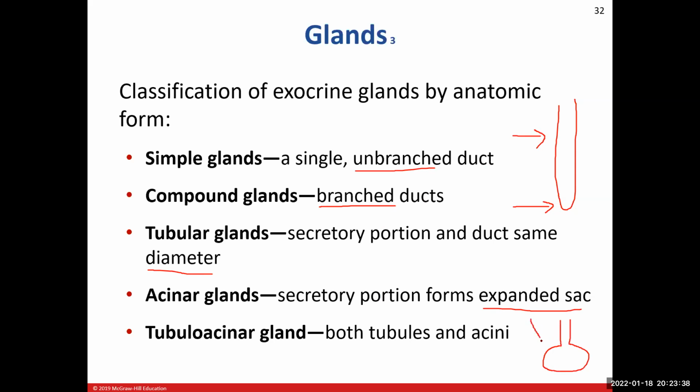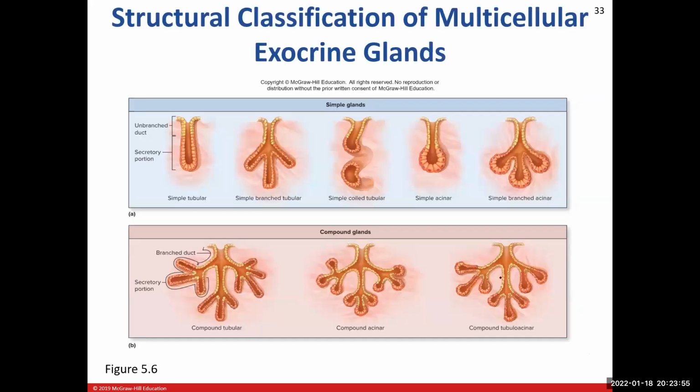So there's the expanded sac there, and then this is the duct. And then, finally, we have our tubular acinar gland, and that is going to have both tubular portions and acini portions. I'm not even trying to draw that. I'll just show you some pictures here.